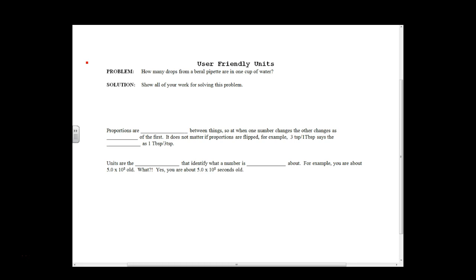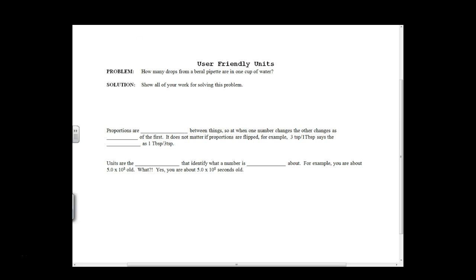All right. Now, we're going to talk about user-friendly units. I'm not sure exactly what page that's on, as usual. The lab book you have is a different version than the one I have at my house. You would think that they'd be the same, but they're not. Anyway, turn to the page that says user-friendly units.